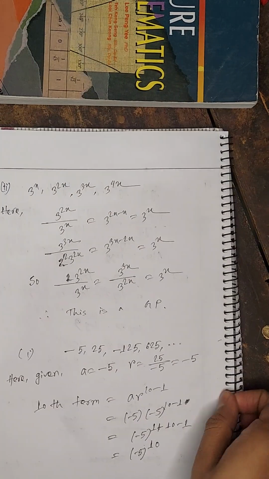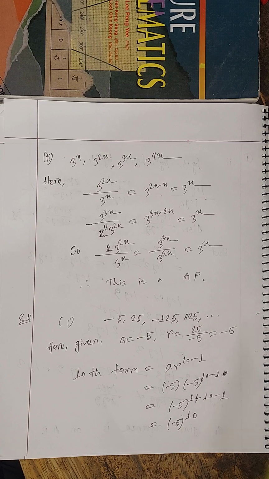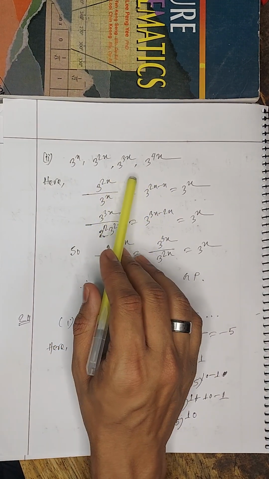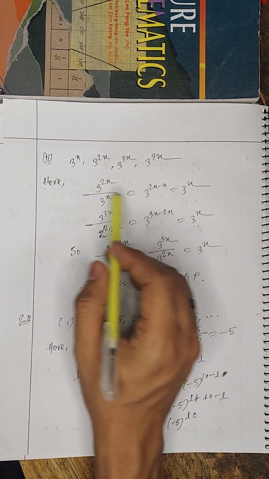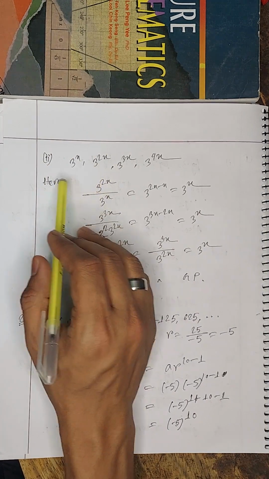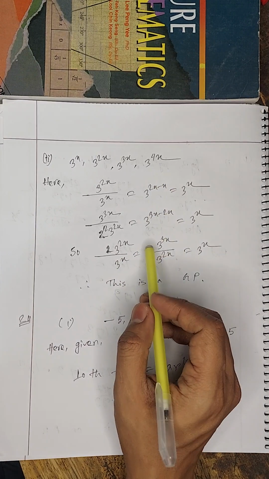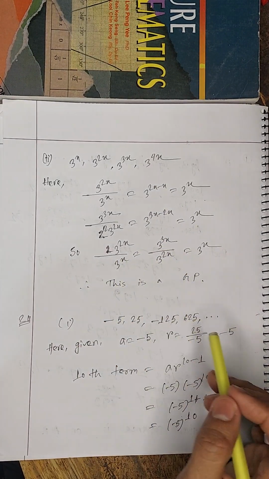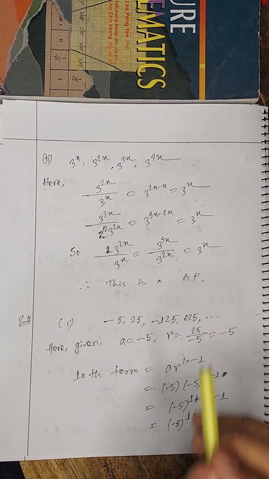Now let us see another problem. Here we can see that we have been given this sequence. First we have to see the ratio between two terms. If we see the ratio between the second and first term, it is 3 to the power x, and the ratio of the third and fourth term will also be 3 to the power x. So these two ratios are equal. Since these two ratios are equal, this sequence is a geometric progression.